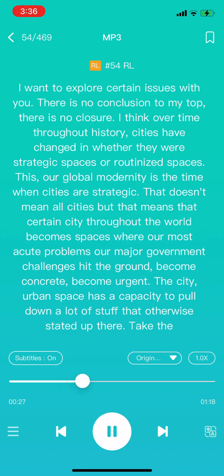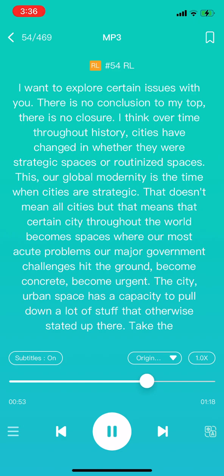This, our global modernity, is a time when cities are strategic. That doesn't mean all cities, but that means that certain cities, throughout the world, become spaces where our most acute problems, our major governance challenges, hit the ground, become concrete, become urgent.